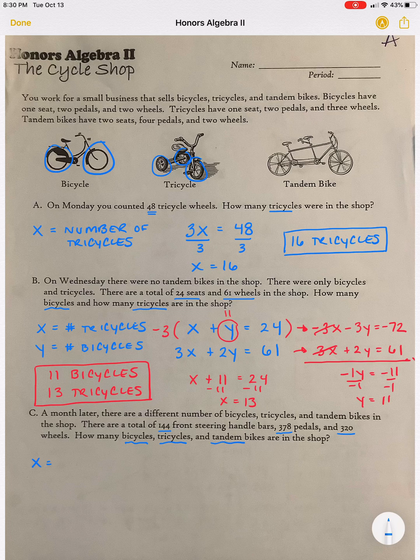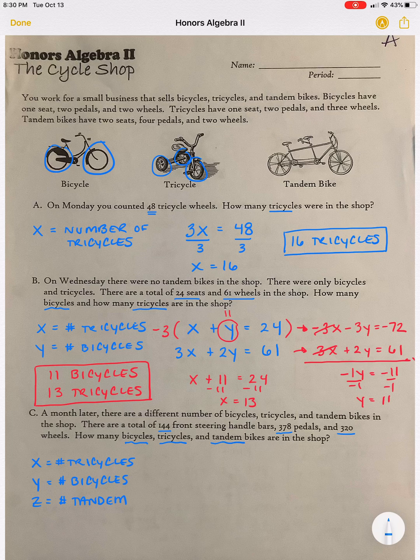Let's make sure you understand your variables. x is the number of tricycles. Let's continue to let y equal the number of bicycles. Let's bring in a third variable, z, to represent the number of tandem bikes. Okay? Now, if you're listening to this in part C, then it's possible that you solved this incorrectly the first time around. So the first thing I want you to do is let's check your equations.